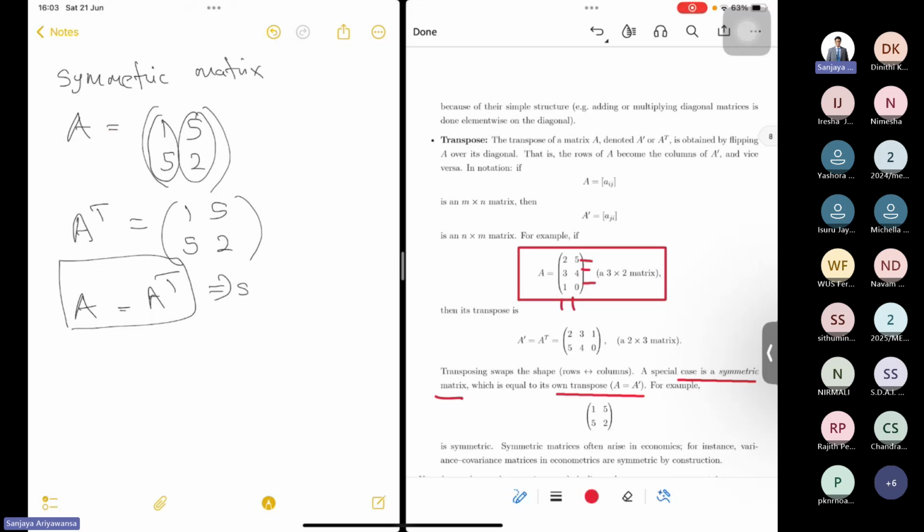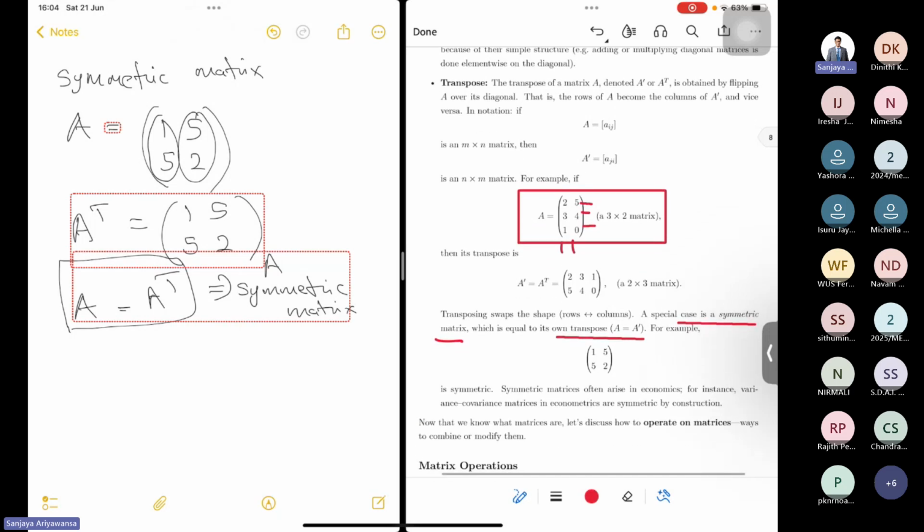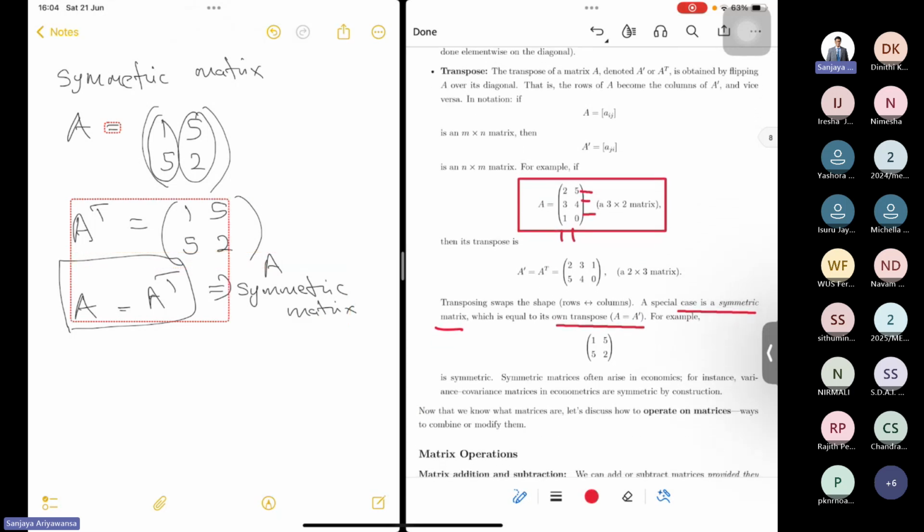So this A is a symmetric matrix. Why is that? Because A is equal to its own transpose. So I've said here, symmetric matrices often arise in economics. For instance, variance-covariance matrices in econometrics are symmetric by construction.